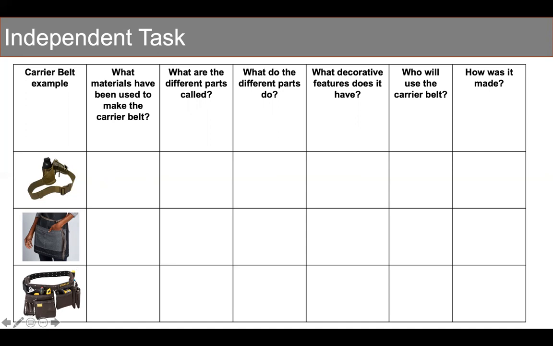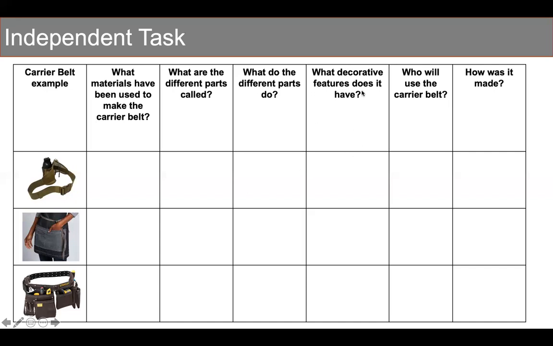So the questions for us to be thinking about today: what materials have been used to make the carrier belts? What are the different parts called? So can you identify the names of the parts of the belt? What is their function? What do they do? So for example, in this one, you can say there's a space to put a water bottle. This one looks like it's got some big open pockets. Why are they there though, and what do they do? And this one looks like it has pockets that are designed for holding specific tools.